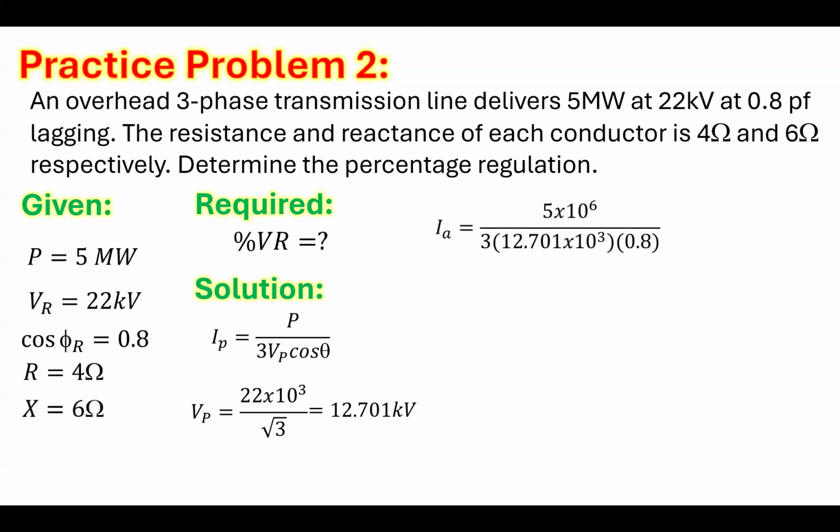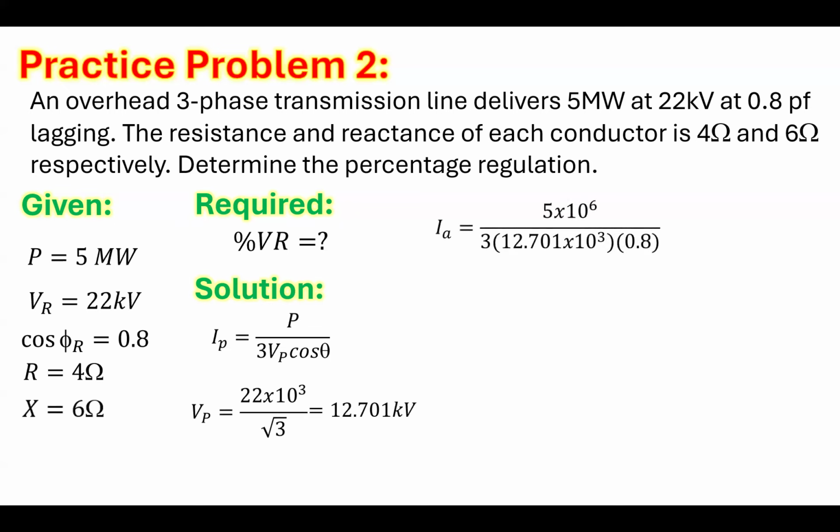So to get the phase current, substitute our equation, that is 5 megawatts all over 3 multiplied by the value of our phase voltage multiplied by the power factor, and that will give us 164.03 ampere. Then substitute our equation for the sending end voltage in complex form. Then this will give us 13.82 kilovolts per phase.